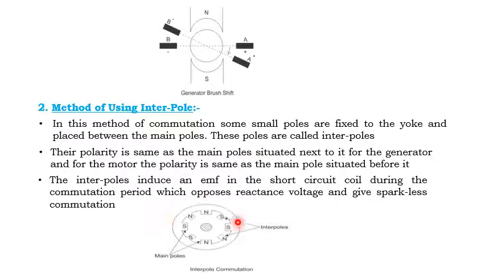See, this is an armature, and these are the main poles, north and south. There are some sub poles or small poles fixed to the yoke, and those are placed between the main poles. So between the north and south main poles there is a small pole here, and here also, and here, and here. These are called interpoles. So these two are interpoles, and again these two.